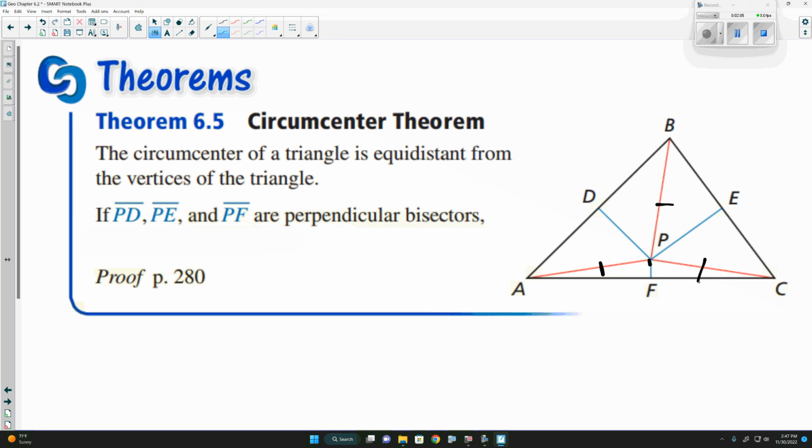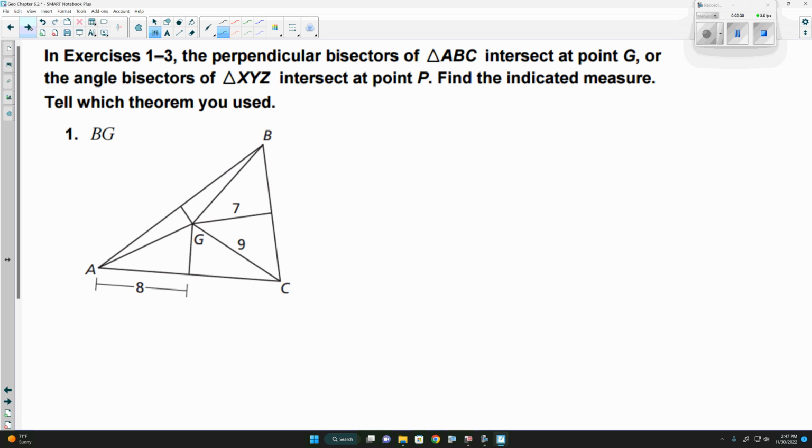If PF, PD, and PE are all perpendicular, so if all these form a right angle, and perpendicular bisectors, then PA, PB, PC are all going to be congruent. Questions on this so far? So if we're looking at this here, the perpendicular bisectors of A, B, and C intersect at point G. The angle bisectors, so the other one.